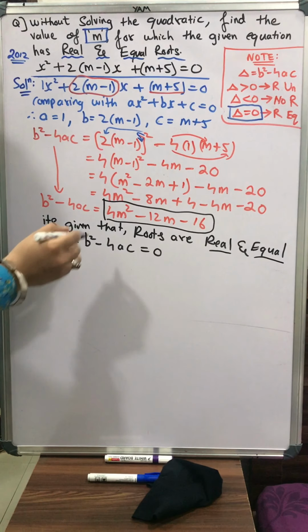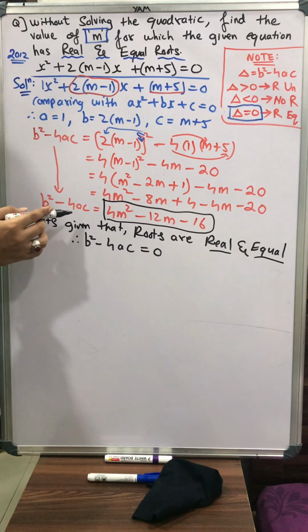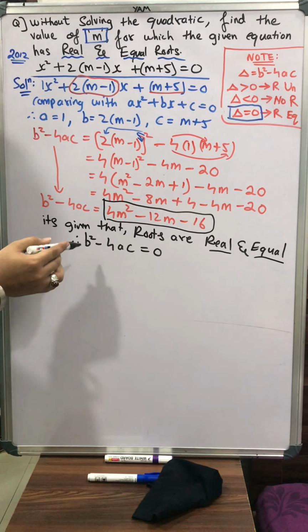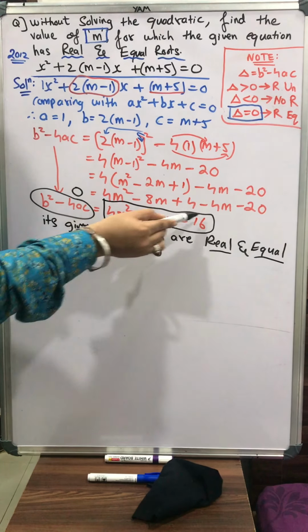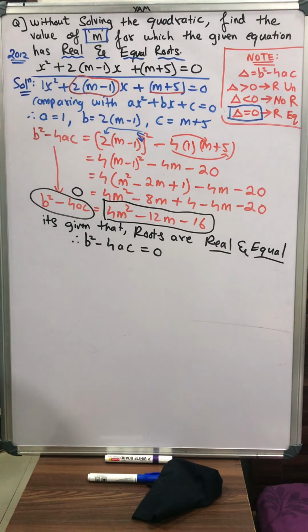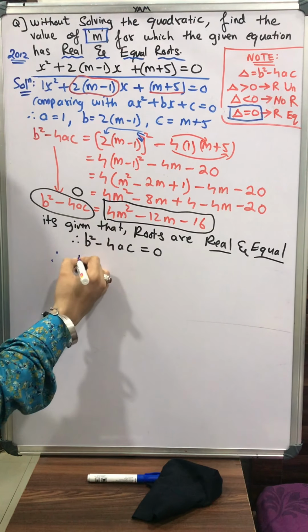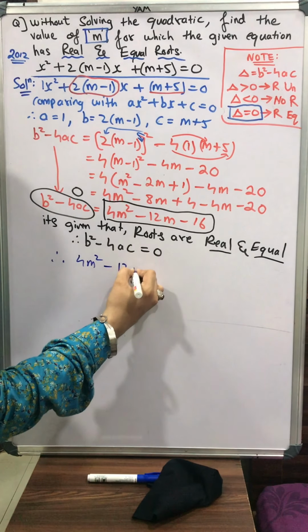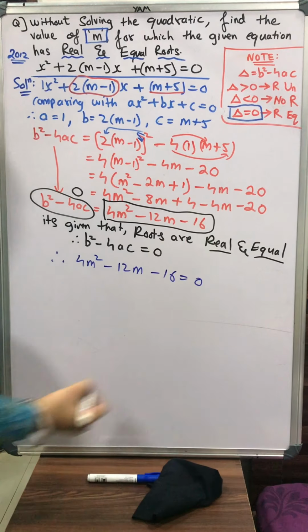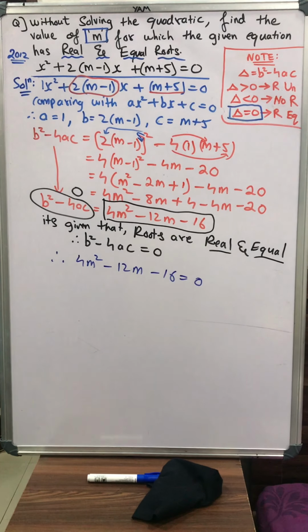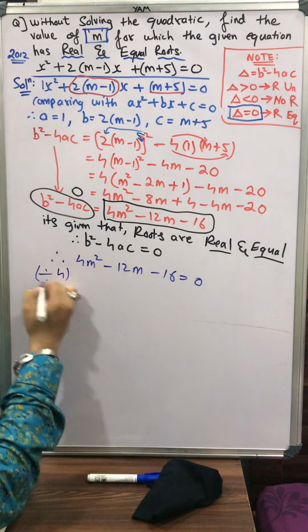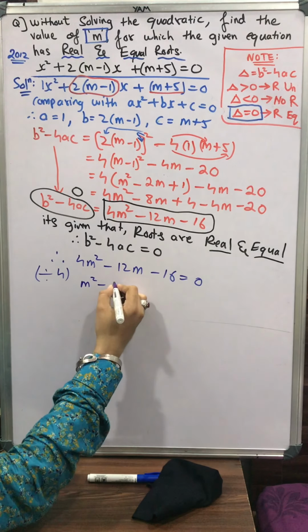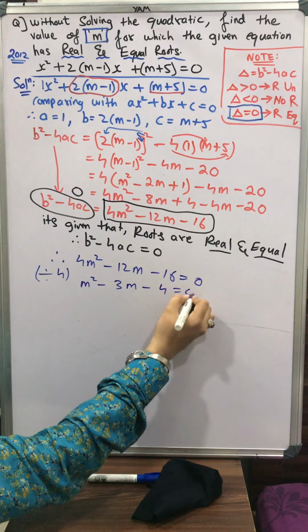But students, just two steps ahead, we got the value of b square minus 4ac as this black box. So can I say this value of b square minus 4ac now became equal to 0? So that means this equation will now be equated to 0. So let's write that. Therefore 4m square minus 12m minus 16 became equal to 0. Now we can see here that all the terms are even and all are divisible by 4. So dividing by 4, this will become m square minus 3m minus 4 is equal to 0.